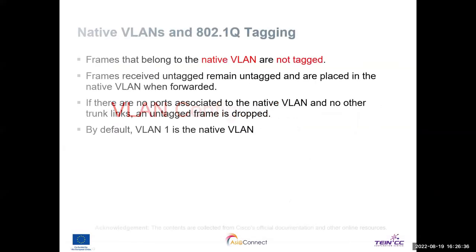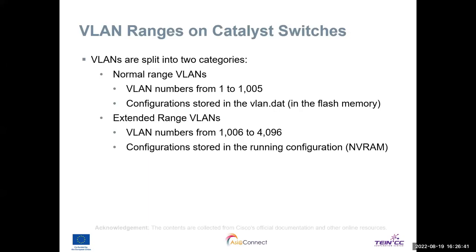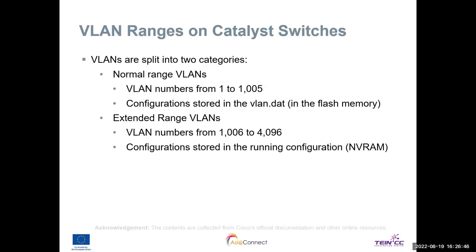But this is actually VLAN. We are done with some critical part. Now let me show you the VLAN ranges. Before we start VLAN configuration, we have to know what the possible ranges for VLANs are. VLANs are possible from 1 to 4096, so we can have this number of VLANs. Normally 1 to 1005 is the normal range, but we can have 1006 to 4096, which is known as extended VLAN.